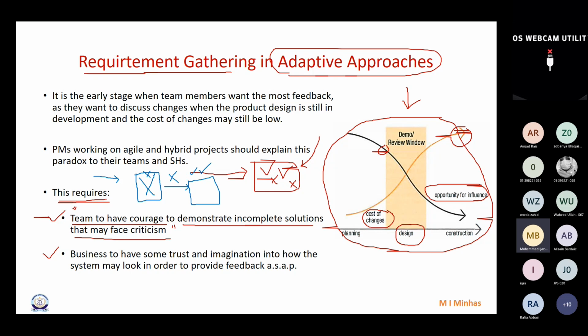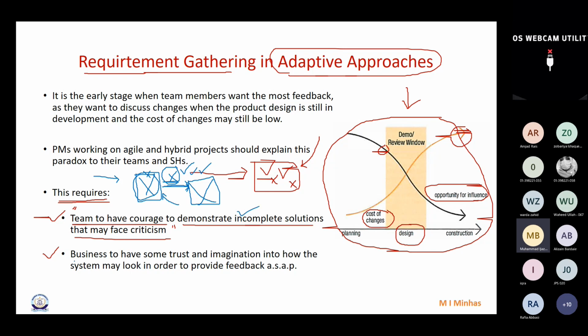We want that from this incomplete picture, we get some feedback from the customer so that during the next cycle, whatever we prepare is aligned with their requirements, rather than, out of fear of criticism, spending effort and resources on something which is for sure going to be rejected later on. Is it clear? Sir, right. So the team needs to come out of this fear.